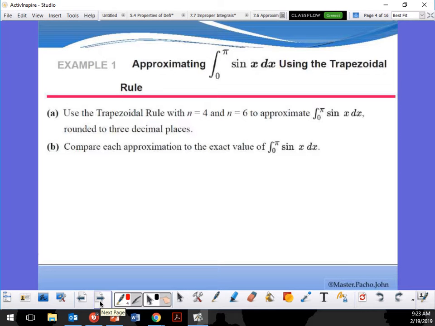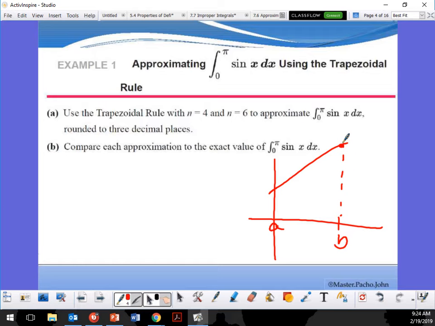Now I'm going to show you guys one basic example. So I'm going to start off with this. I'm going to call this one A. I'm going to call this one B. I'm going to call my function here.